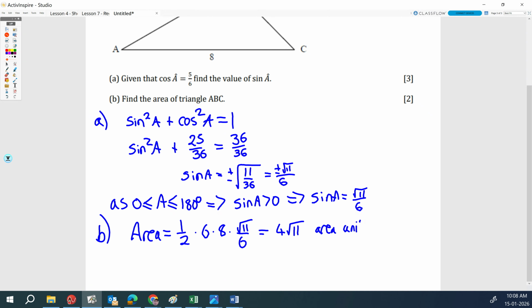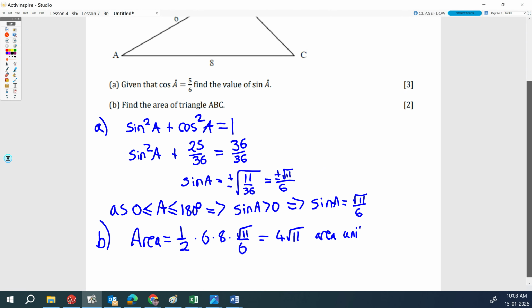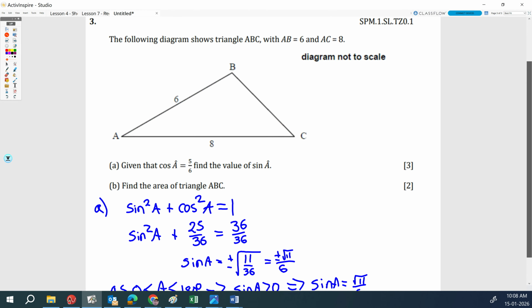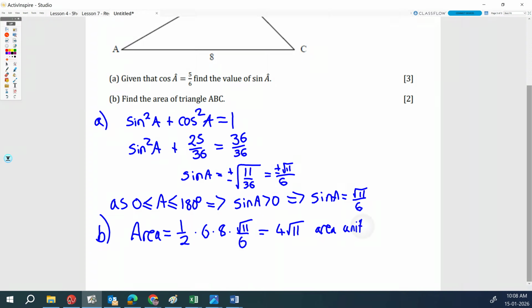Oh no, look at the one. Does it tell us the units? No. Area units. Okay, that is it for that one.